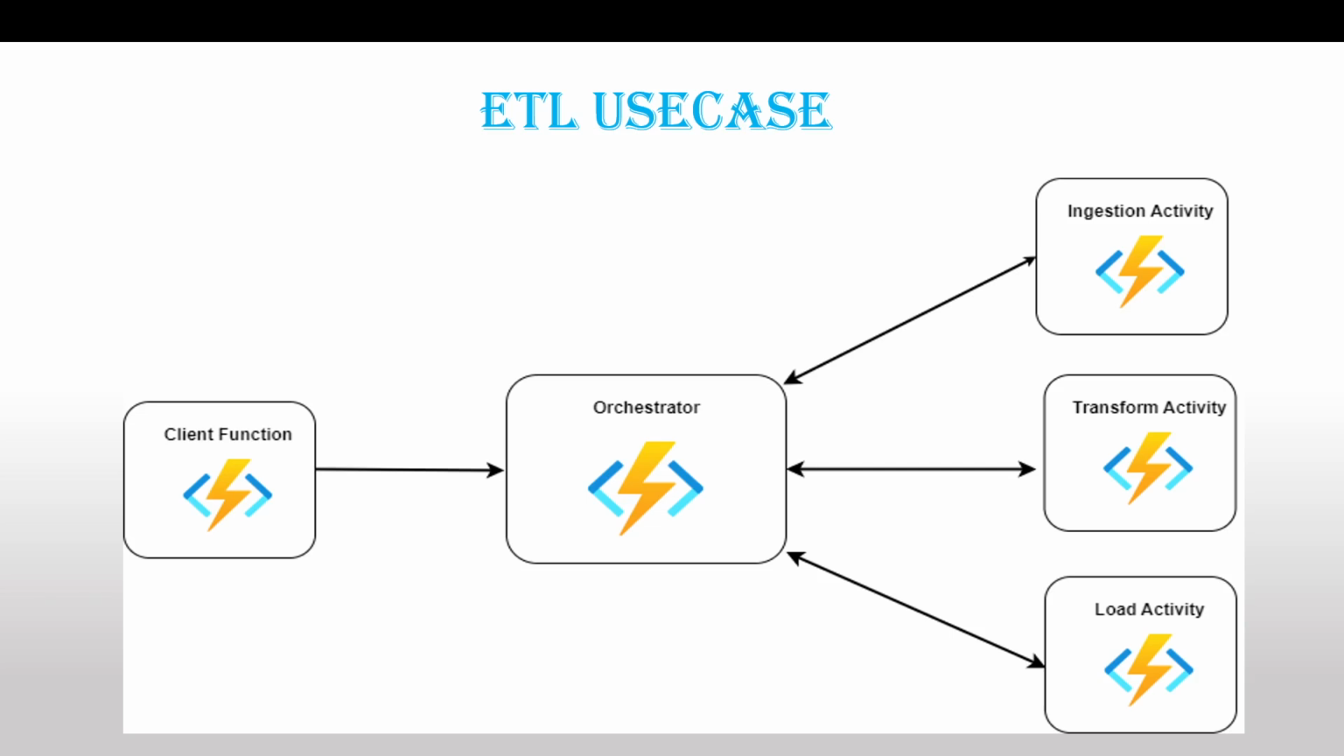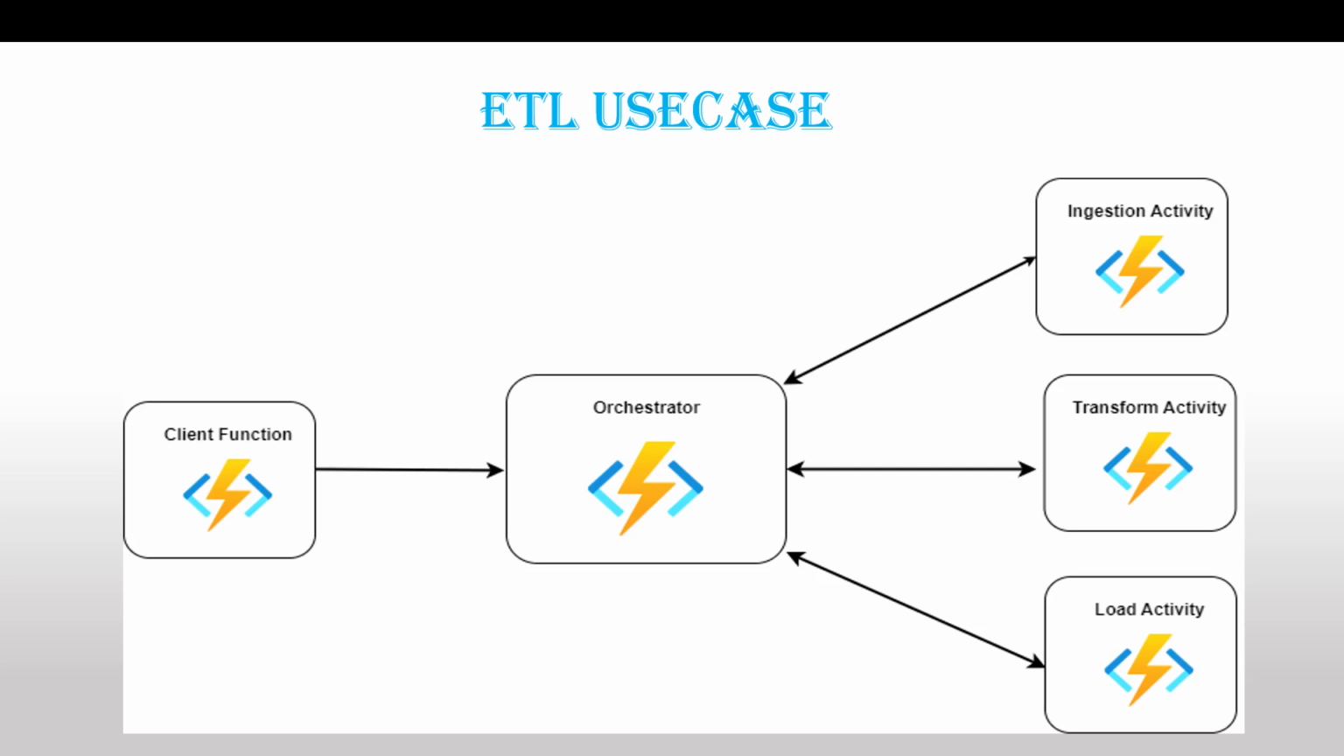Next is transformation. Transformation is where you will be performing some validations, or checking for null values. If you have some null values, you might replace them with default values, or change the date format, etc. Those are called transformations. And the final step is the load activity. The transformed data, you want to push it into the database, or the storage account, etc.